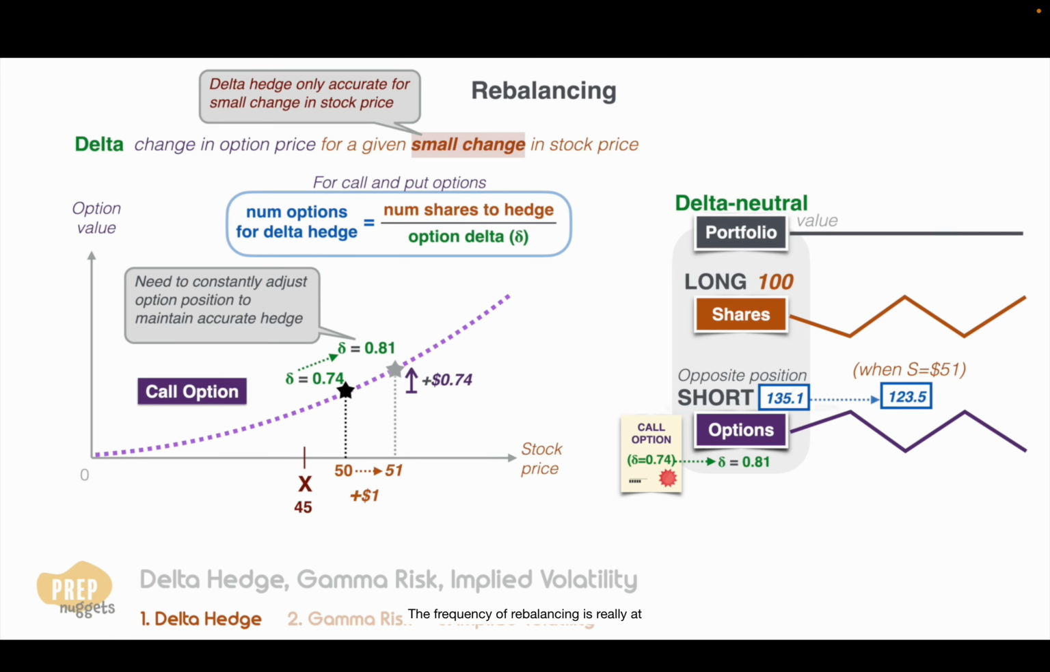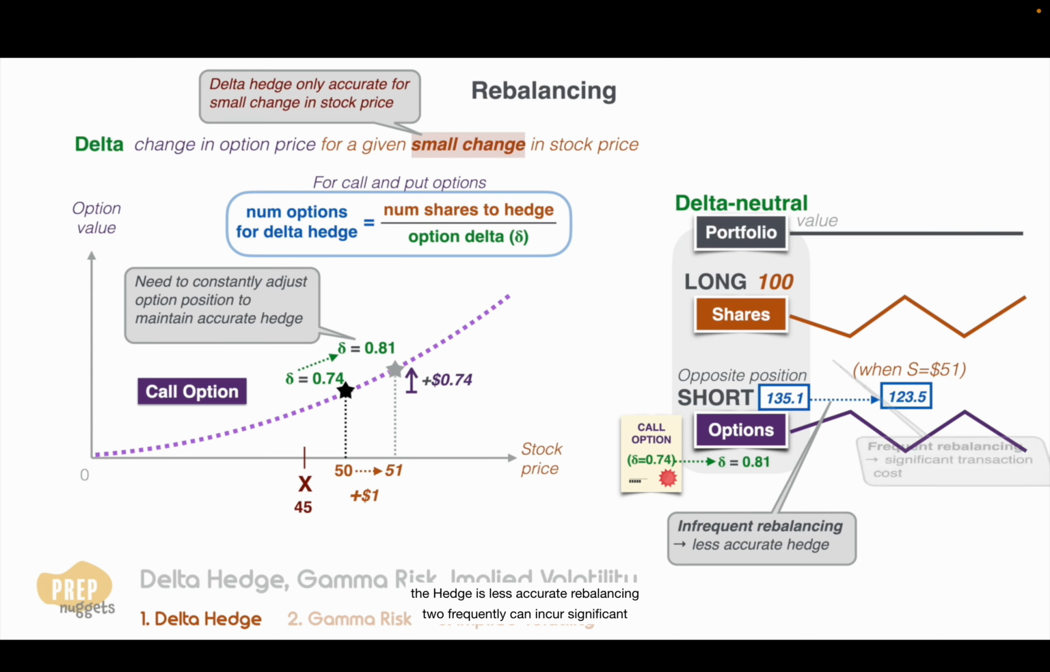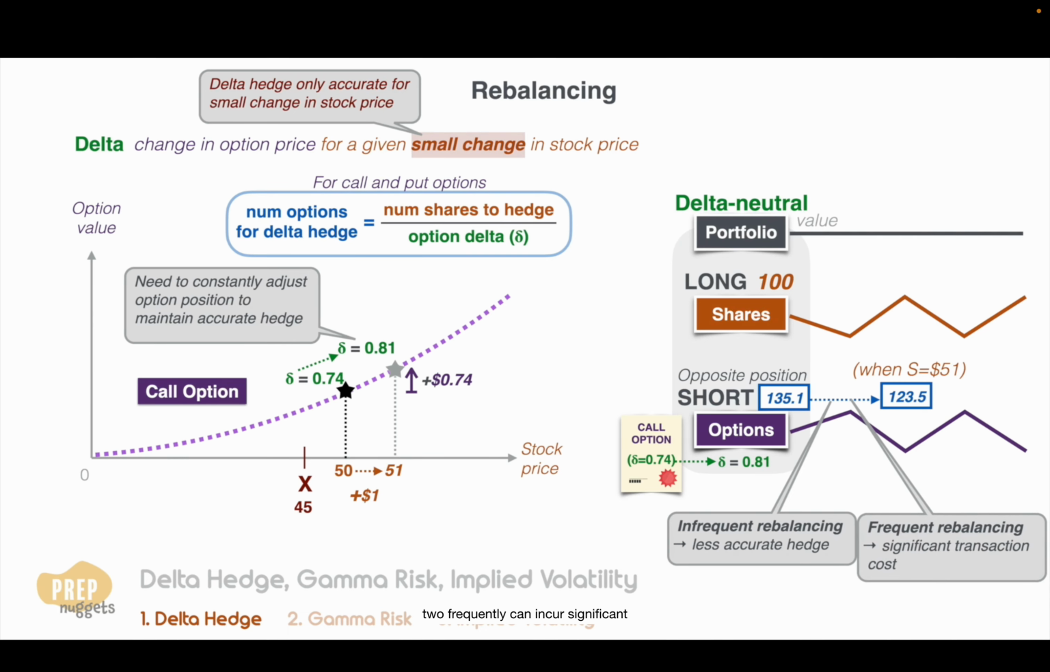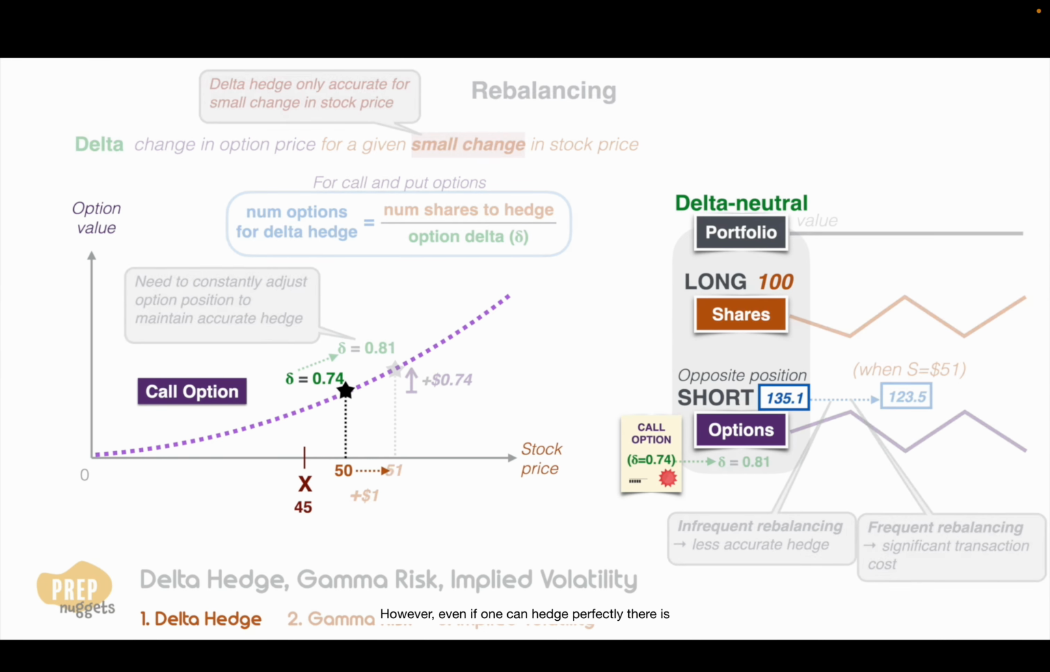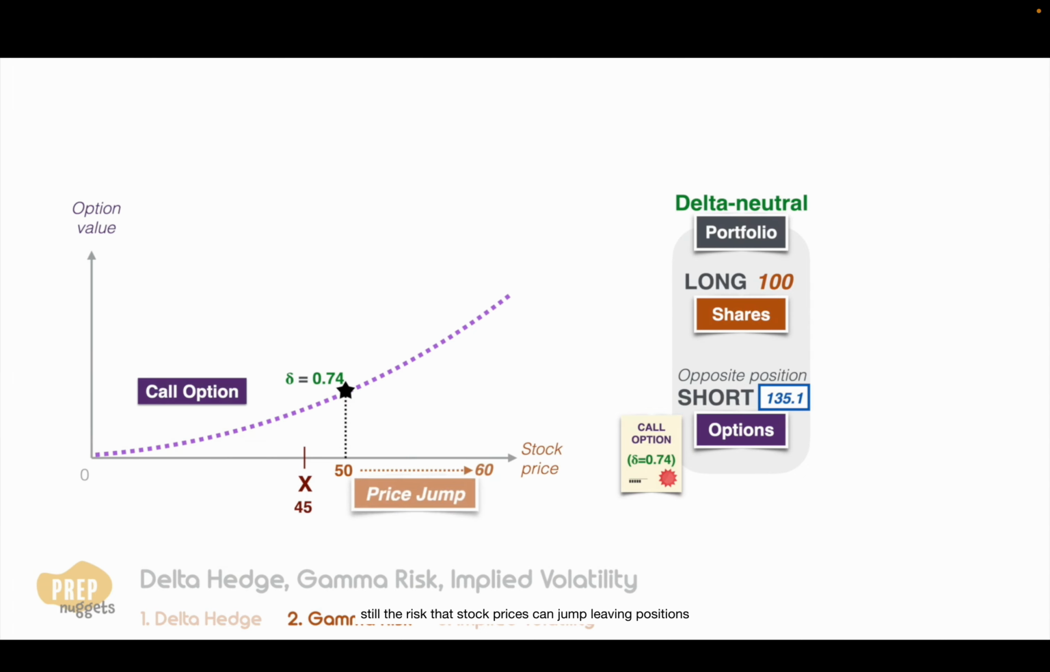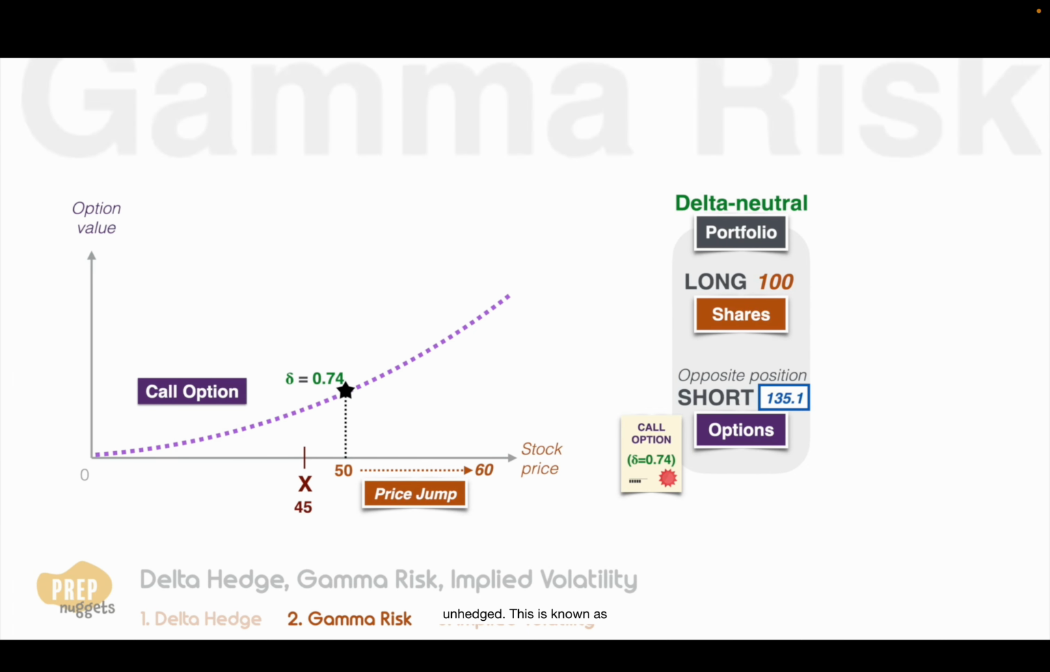The frequency of rebalancing is really at the discretion of the investor. If it is too infrequent, the hedge is less accurate. Rebalancing too frequently can incur significant transaction costs. However, even if one can hedge perfectly, there is still the risk that stock prices can jump, leaving positions unhedged. This is known as gamma risk.